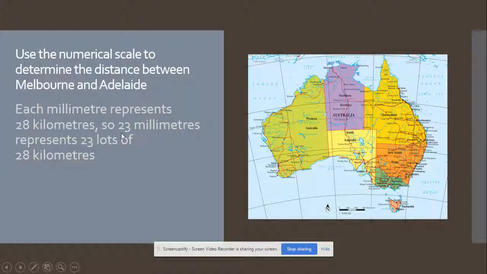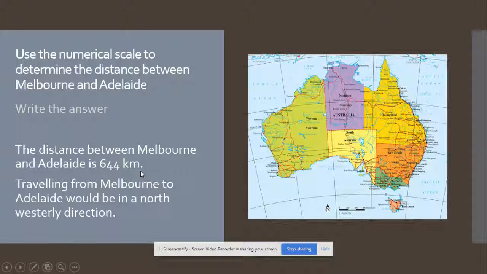So 23 millimeters represents 23 lots of 28 kilometers. So you times them together and you get 644 and you write the answer. The distance between Melbourne and Adelaide is 644 kilometers. Traveling from Melbourne to Adelaide would be in a northwesterly direction, which we've already answered. All right, I want you to go ahead and try those.